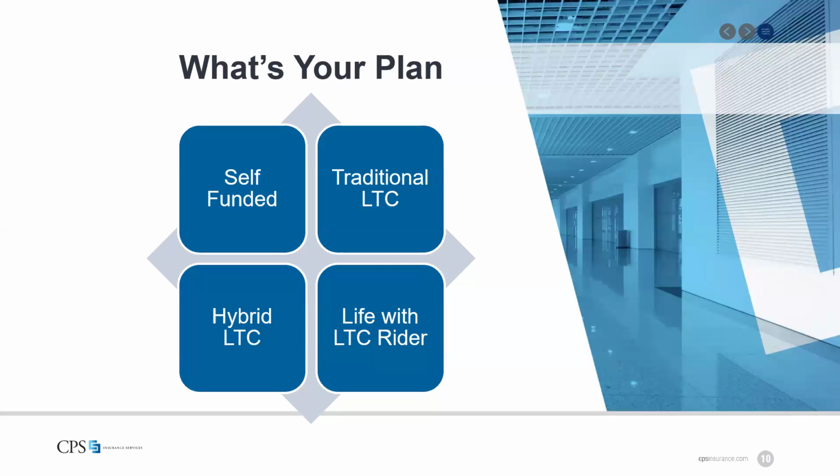And then the final fourth option is life with an LTC rider. That tends to be my favorite option if someone has a primary need of life insurance. So if they need life insurance, first and foremost, that's what we're talking about, and they want some flexibility for long-term care, we can purchase a death benefit that can also be used for long-term care.